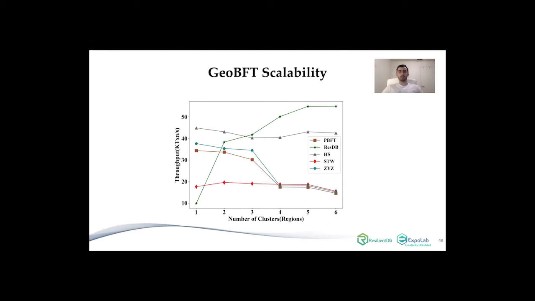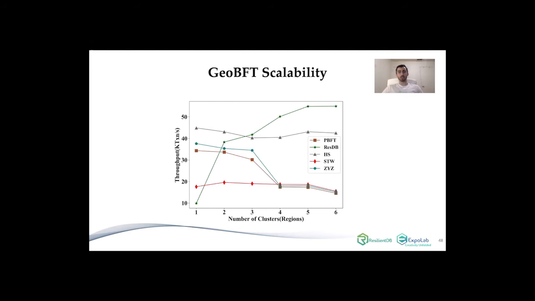In this slide, we will be showing the results of experiments on ResilientDB and some modern and traditional BFT protocols. As you can see, GeoBFT or ResilientDB scales well with increasing the number of clusters or regions. The throughput of ResilientDB increases by adding regions, because by adding regions, the parallelism of GeoBFT is also increased, and the throughput will also increase.